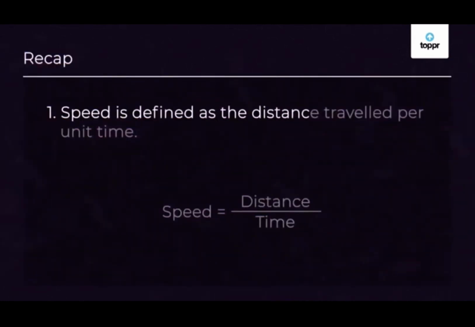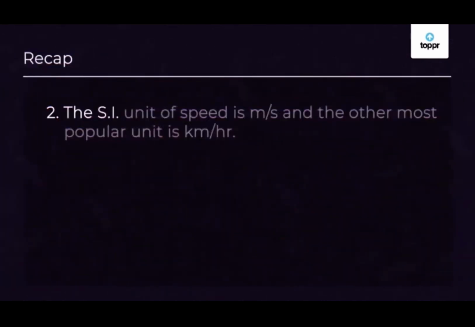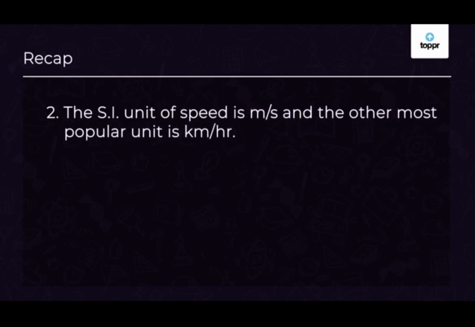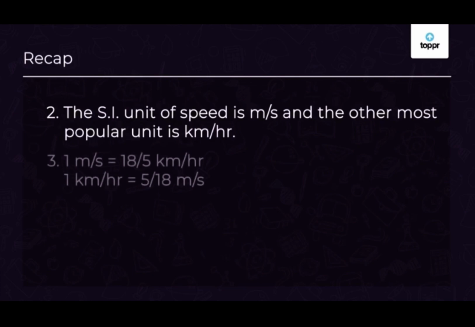That's all for this session. Time for a quick recap. We learned that speed is defined as the distance traveled per unit time and can be written as speed is equal to distance divided by time. Then we learned that the SI unit of speed is meters per second and the other most popular unit is kilometers per hour. After that, we learned that 1 meter per second is equal to 18 by 5 kilometers per hour and 1 kilometer per hour is equal to 5 by 18 meters per second.